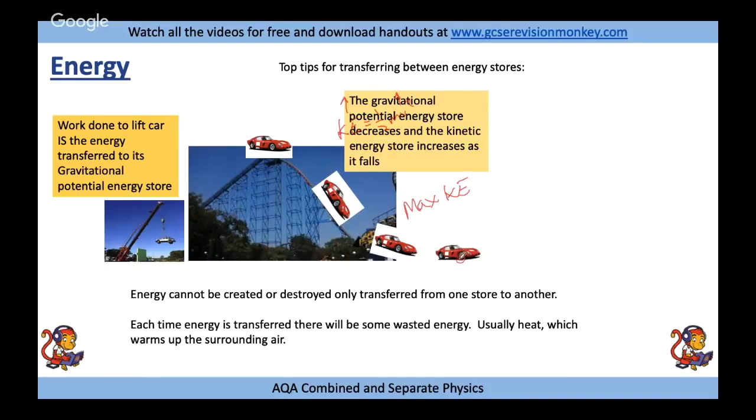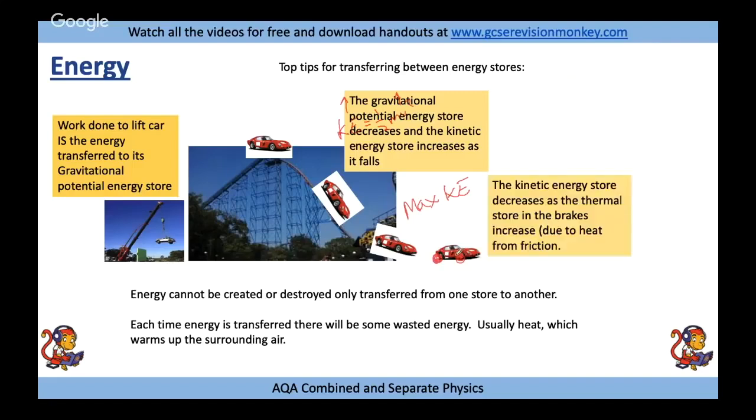Now, down here, he's going to hit the brakes. The brakes are going to get red hot and the car's going to stop. Now, the kinetic energy store decreases. Okay, his kinetic energy store is going to disappear as the thermal store in the brakes increases due to the heat from the friction. Okay, and each time it's exactly the same amount, the same value. So for example, if I said that the work going in was 5 joules, well then his gravitational potential energy equals 5 joules.